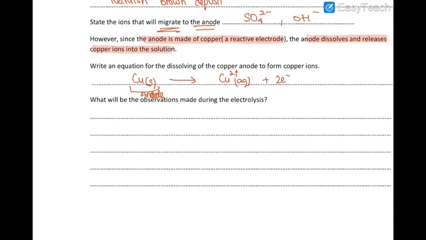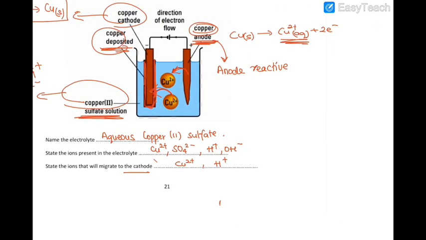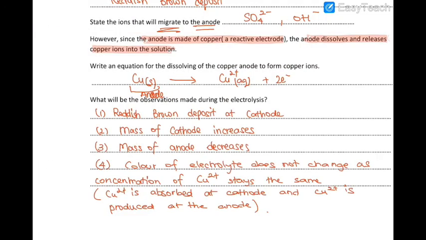So the observations here are that you'll have the reddish brown deposit. At the anode, because the anode is changing from solid to aqueous, the size of the anode decreases, as you can see here. Moreover, you see the color of the electrolyte stays the same. There is no change in it because the concentration of Cu2+ is unchanged. So these are the observations written down.